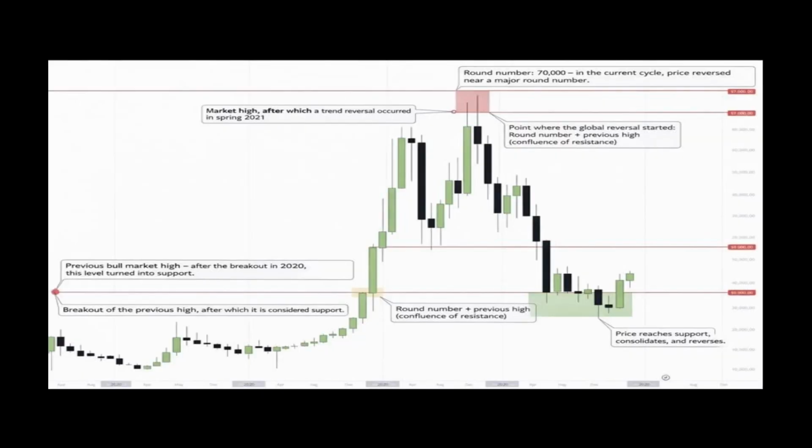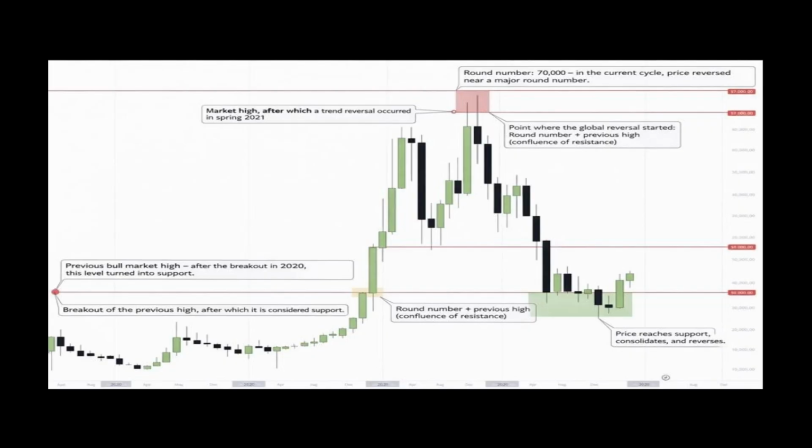For example, the global Bitcoin graph is a monthly graph since 2018. More precisely, a weekly graph. The maximum of the previous cycle after the break in 2020 became support. That is, this zone was a resistance for the price, and the price, after testing these zones, showed some downward reversal movement. Then, after the break of this maximum, this level, which was a resistance, became a support for the price. The break of the previous maximum makes it a support.